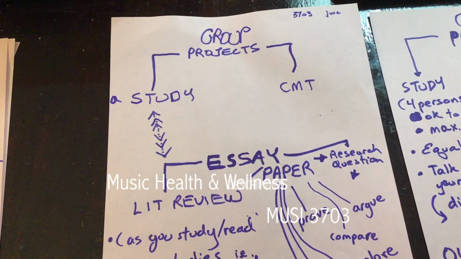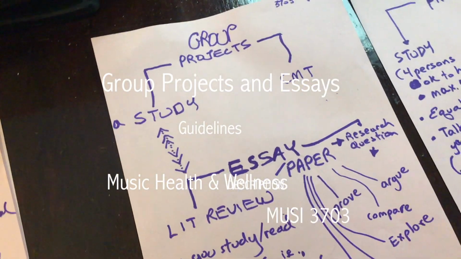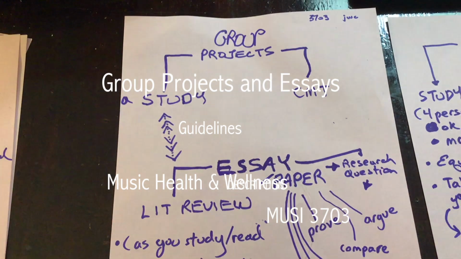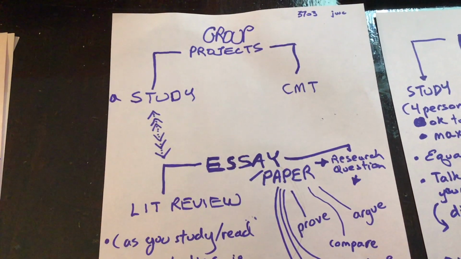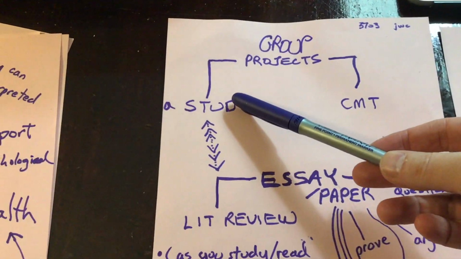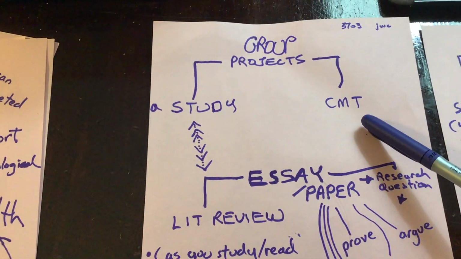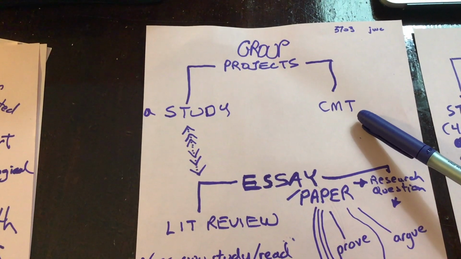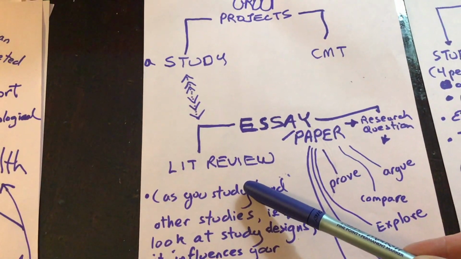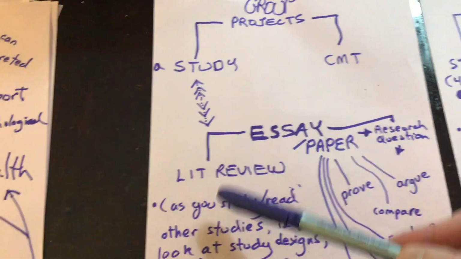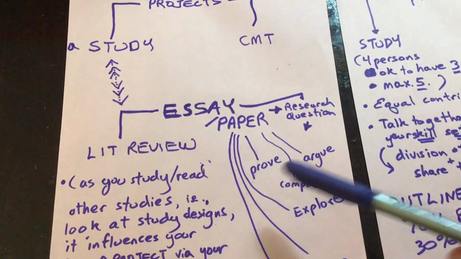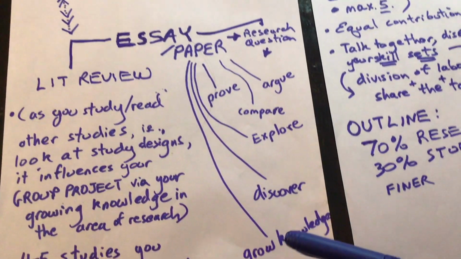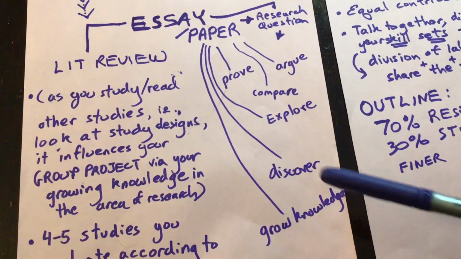Instead of a PowerPoint, I'm going to show you how I've conceived of these different aspects of our course in terms of four quadrants, right? We're going to have a group project that's either a study or a creative music therapy experience and intervention, or you're going to have a lit review related with the study, or a paper that is exploring a research question to prove, argue, compare, explore, discover, grow knowledge in a different way.